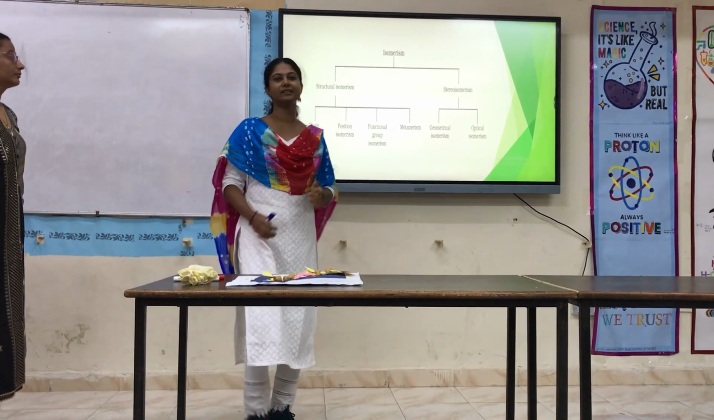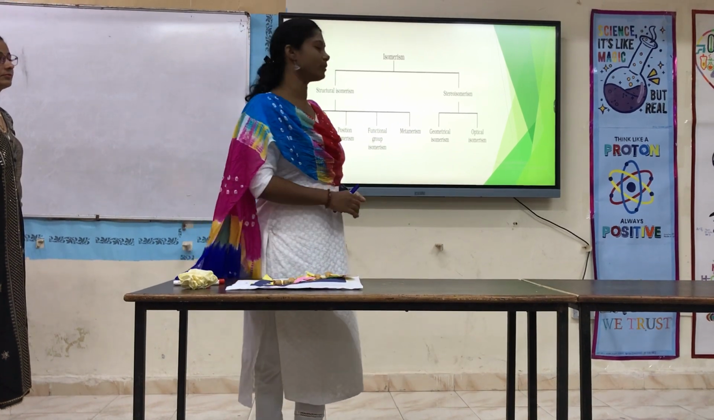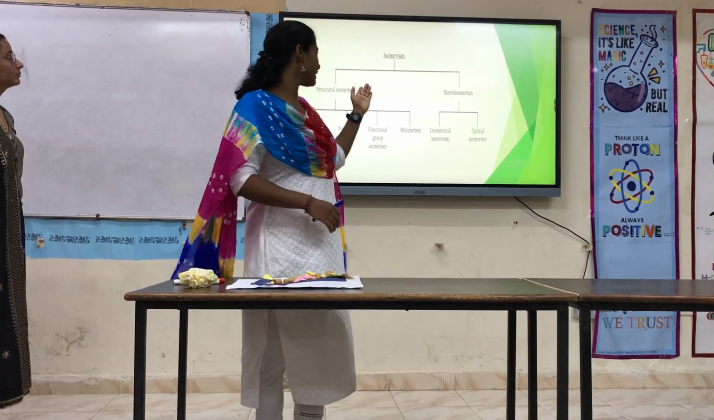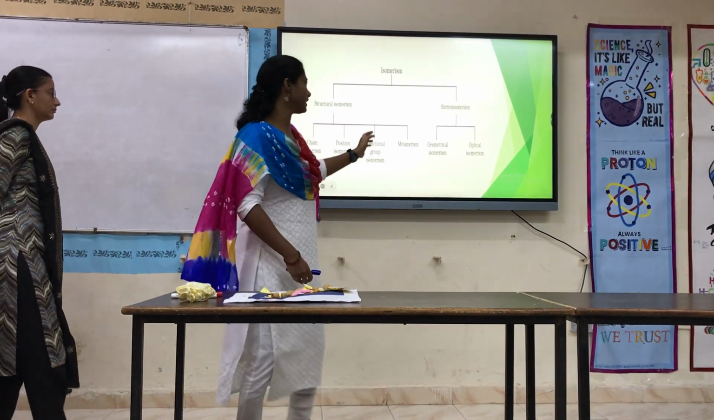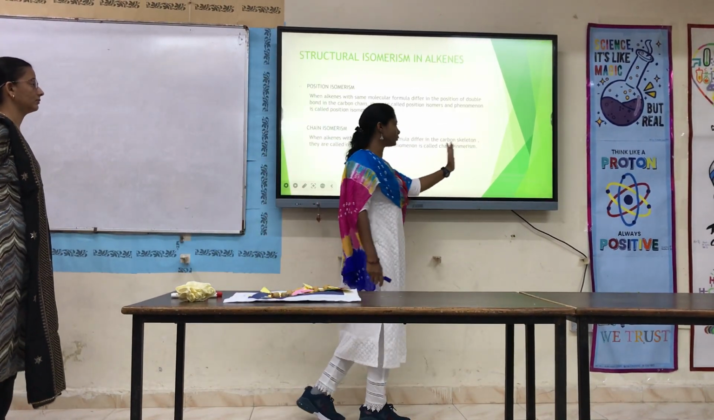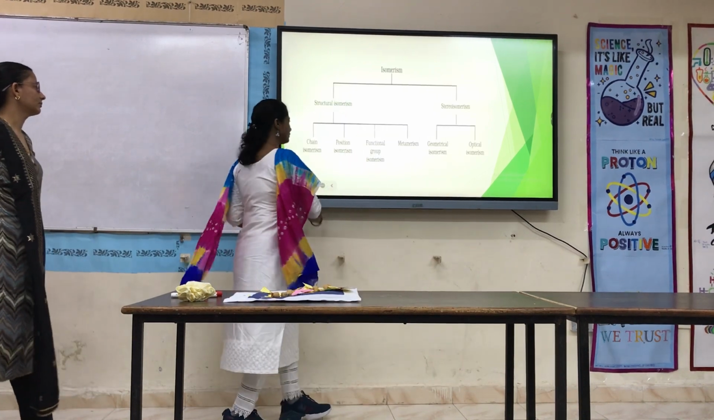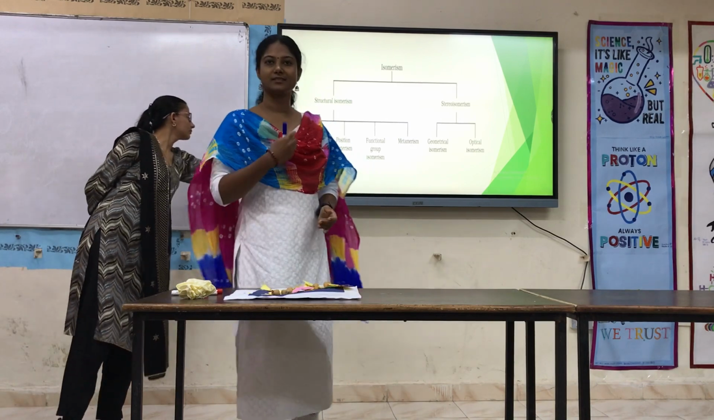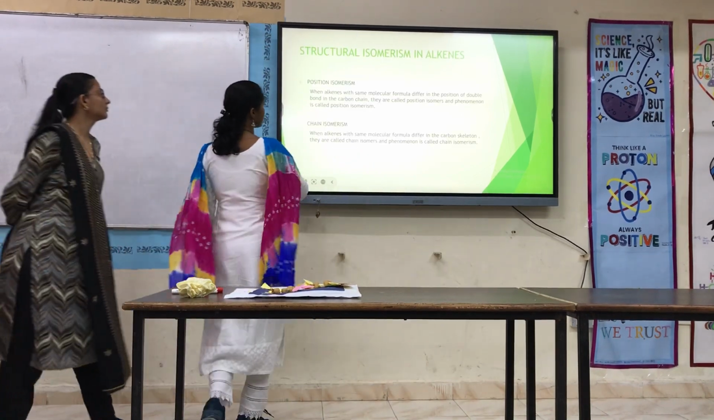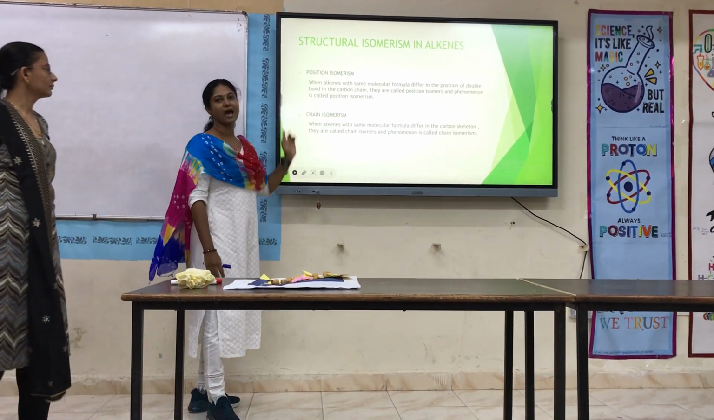And we have already learned about the second type of isomerism, that is stereoisomerism, which arises due to the difference in spatial arrangement of atoms. And that can be again broadly classified into two types, there is geometrical isomerism and optical isomerism. So let us learn about the structural isomerism in alkenes first.